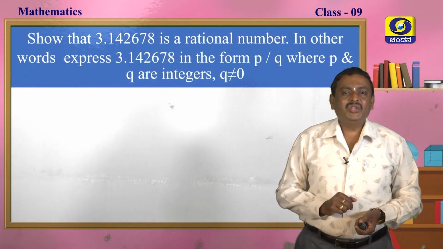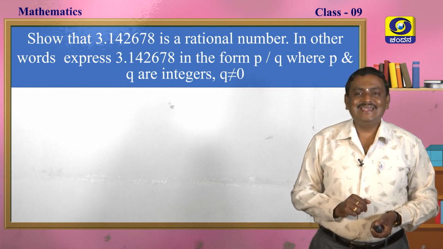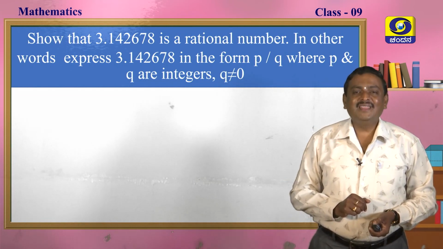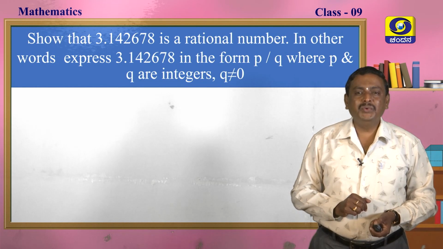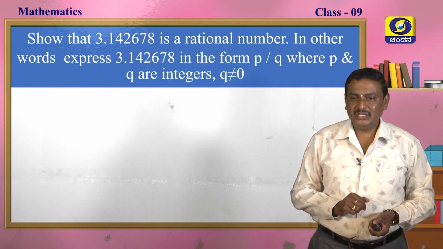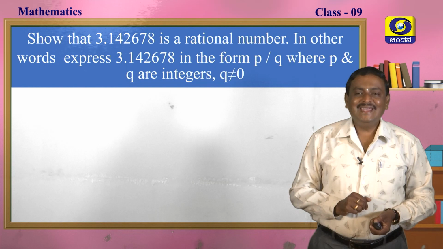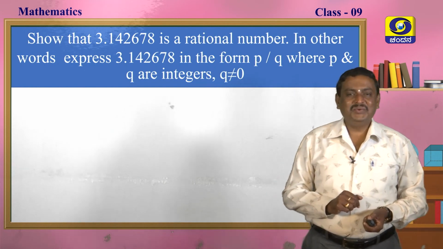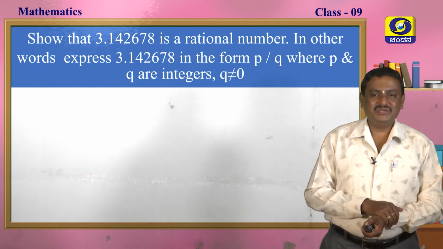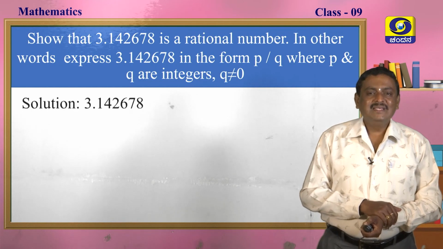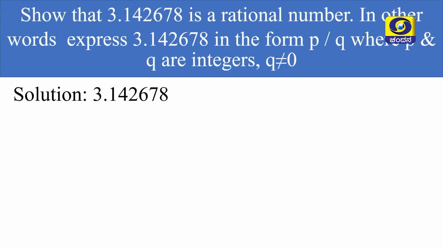Show that 3.142678 is a rational number. In other words, express 3.142678 in the form of p by q, where p and q are integers, q is not equal to 0. A beautiful example, my dear students. Please note down. See, the solution for this one: what they have given is 3.142678, we want to represent it in the form of p by q, or represent it as a rational number.